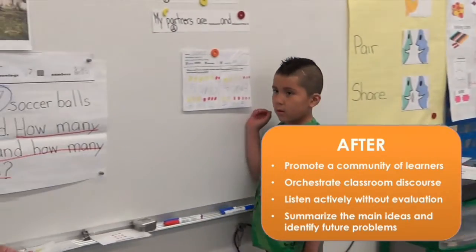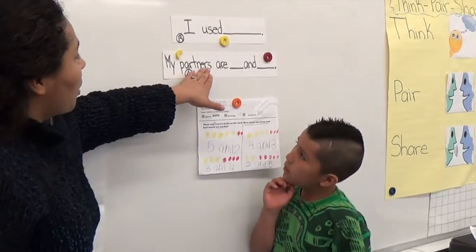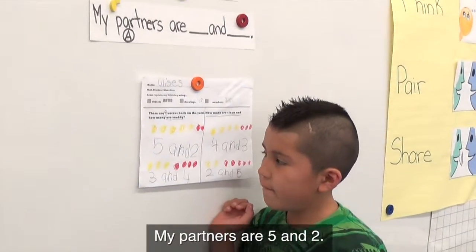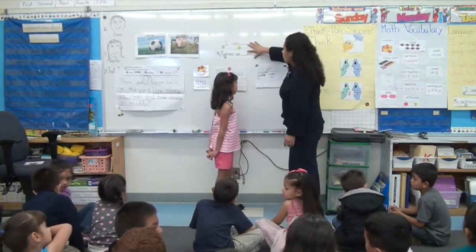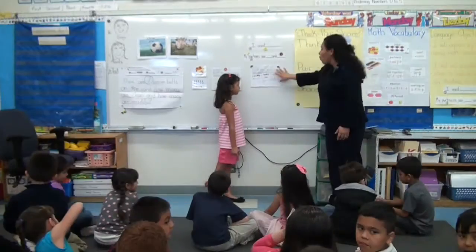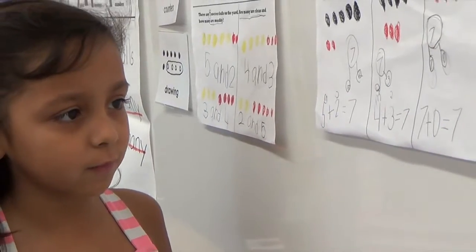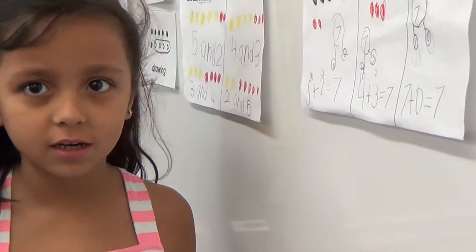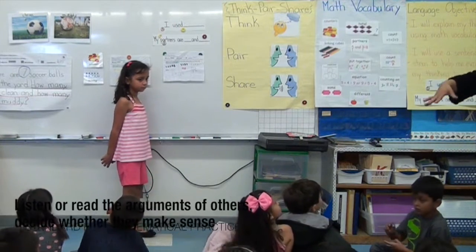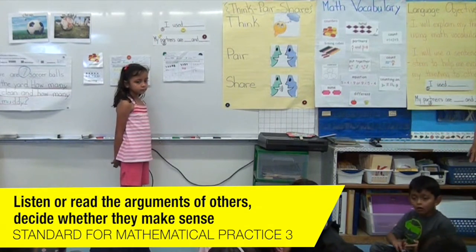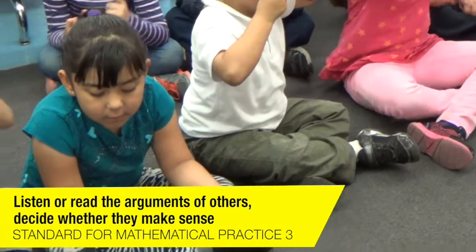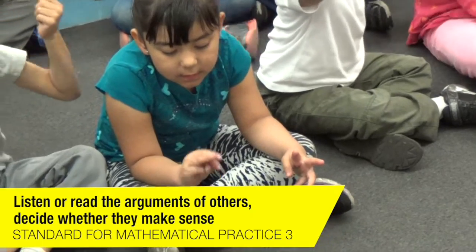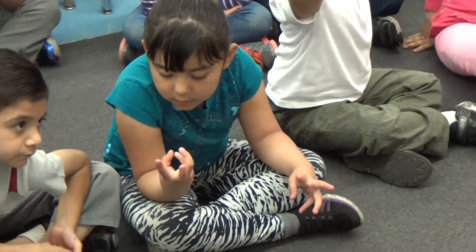Ulises, I want you to start by telling me, what are your partners? My partners are 5 and 2. Daniela, can you tell us, using our sentence stems, what partners did you find? My partners are 4 and 3. She's just said my partners are 4 and 3. What should we do? Check them. 4, 5, 6, 7. Okay, we're going to keep practicing counting on.